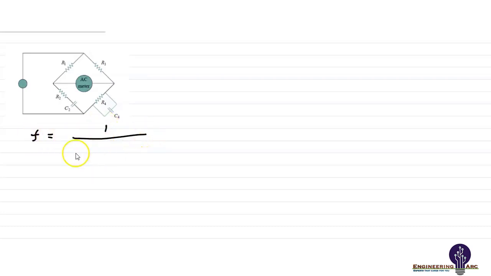equals 1 upon 2 pi square root of R2, R4, C2 and C4. We have to prove that the frequency will be 1 upon 2 pi square root of R2, R4, C2 and C4. So first we have to calculate the effective impedance of the system.